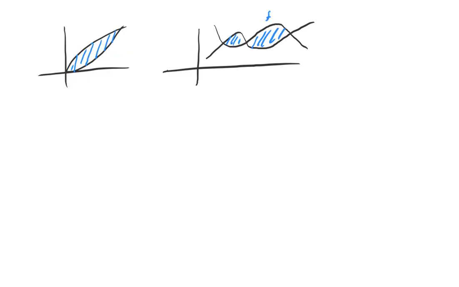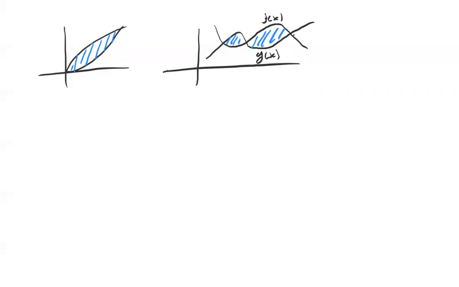So let's call this one f of x. This one here is f of x, and this one here is g of x. What you'll notice here is that f of x is not always the top function, and g of x is not always the bottom function. In this first area on the left, g of x is the top function, f of x is the bottom function. In the second area, f of x is the top function, g of x is the bottom function. So the question becomes, how do we find this area here?